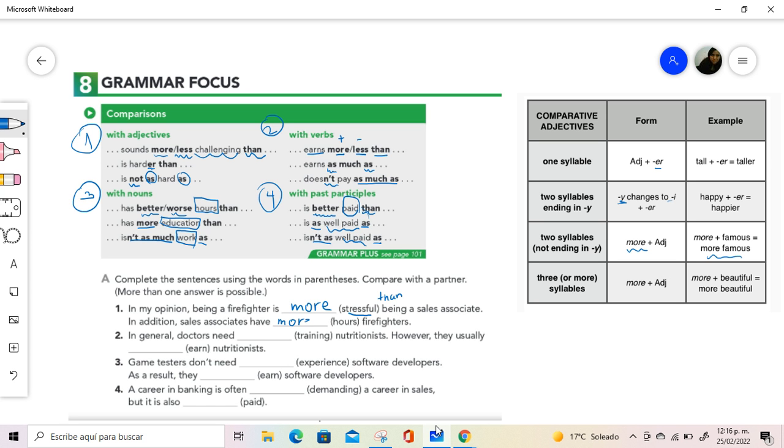more hours than firefighters. I am using the noun hours, that is number three comparative, to solve this one. Remember that there are many combinations. Check the four forms of comparisons and analyze carefully this exercise.